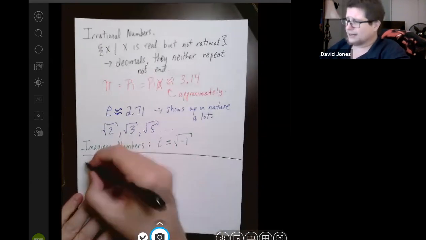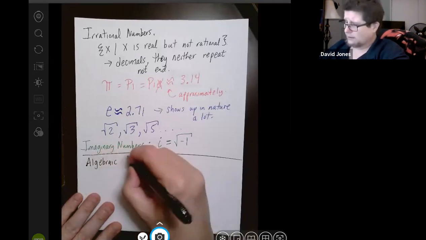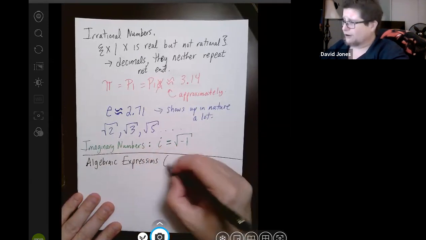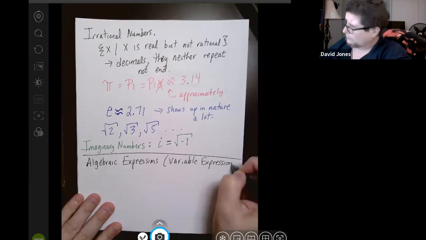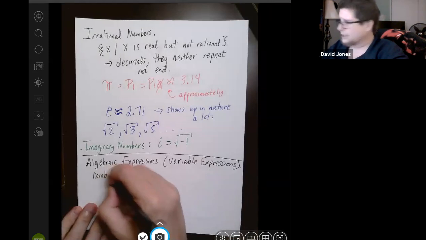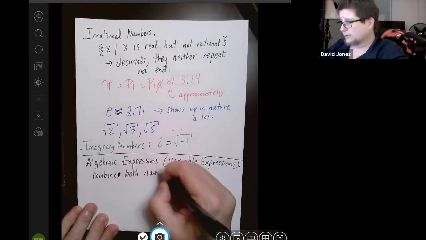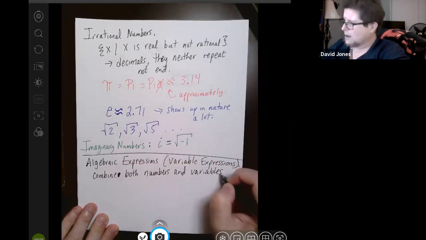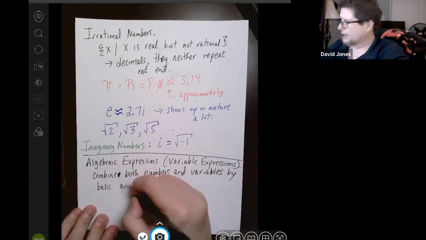So more in this section, we have stuff called algebraic expressions. You'll sometimes see it say variable expressions. So algebraic expressions combine both numbers and variables by basic arithmetic operations.